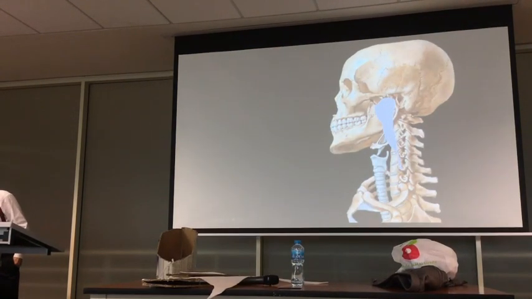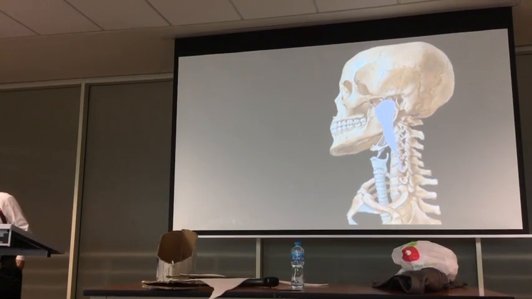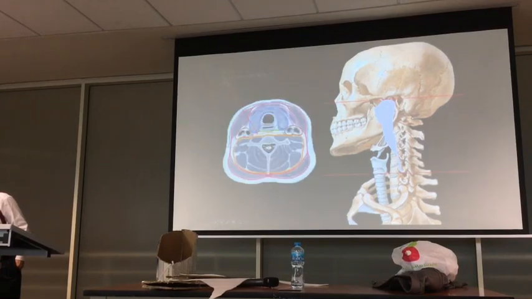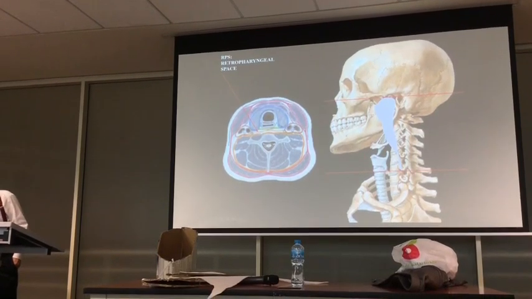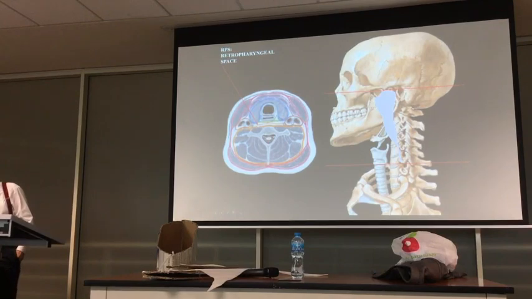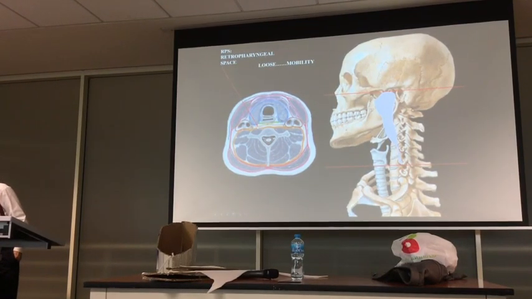Here is the whole pharynx, and I have nasopharynx, oropharynx, and the laryngopharynx. Behind the pharynx, I have a space called the retropharyngeal space with fat in it and lymph nodes. The fat will lubricate the movement.